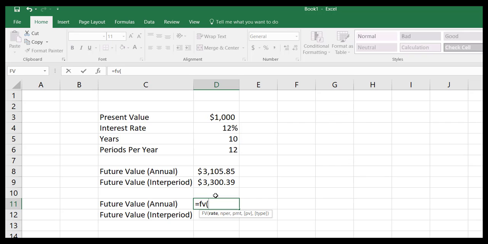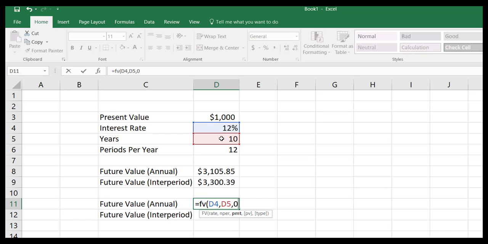The first thing it's going to ask us for is the interest rate. Well, our interest rate is 12%, right? And then it's going to ask for the number of periods. Well, the number of periods is 10 because we're going to compound for 10 years. Then it asks for a payment. We only use the payment if we're doing what we call an annuity, which is a stream of payments. So if we were to put $100 per month in our investment, we would use the payment argument, but we're not. We're just taking a lump sum at the beginning.